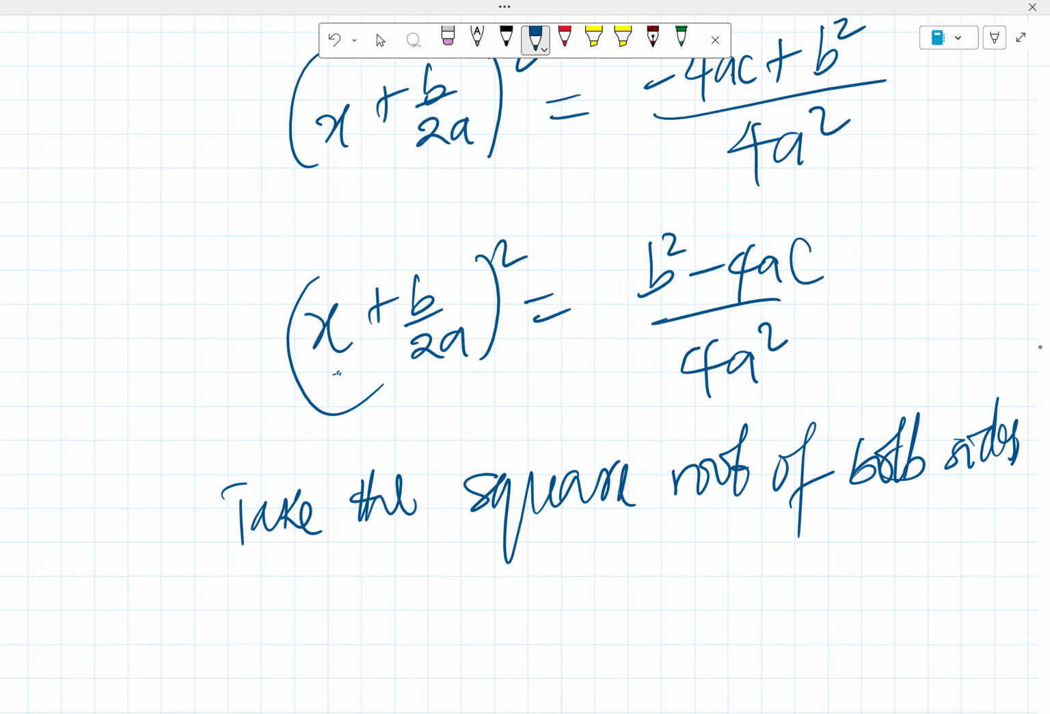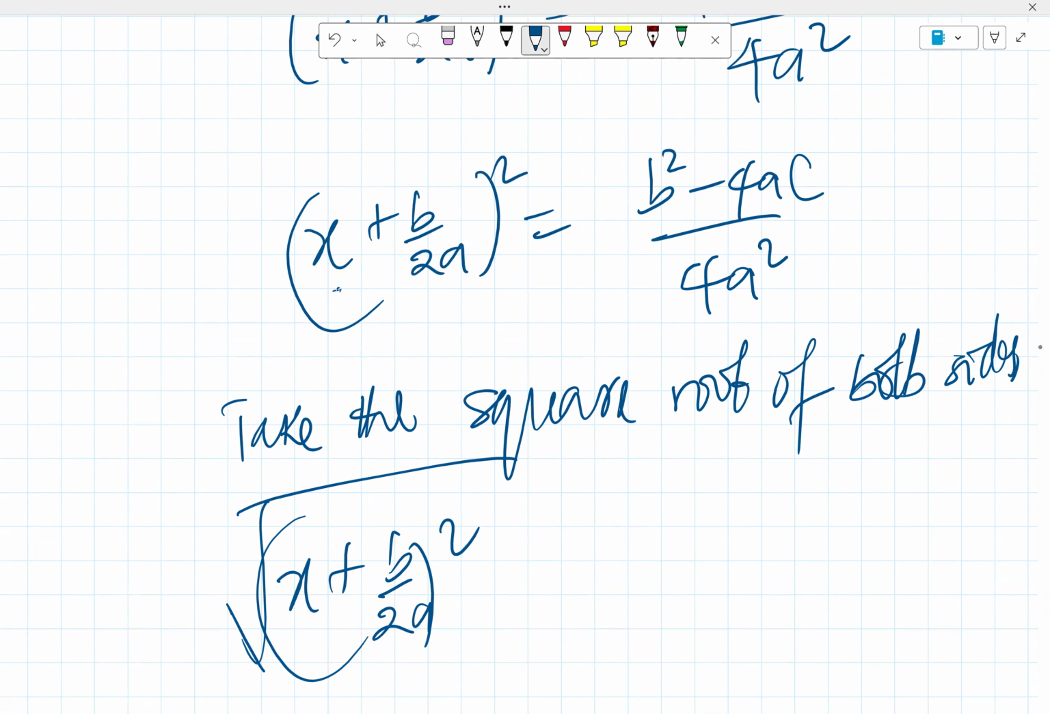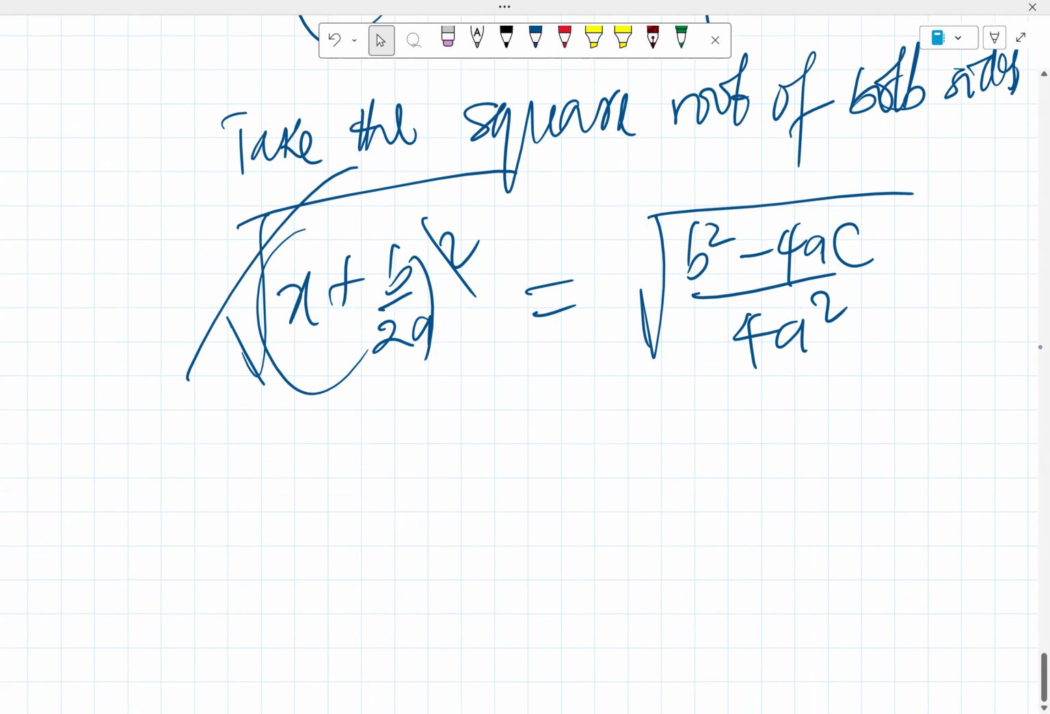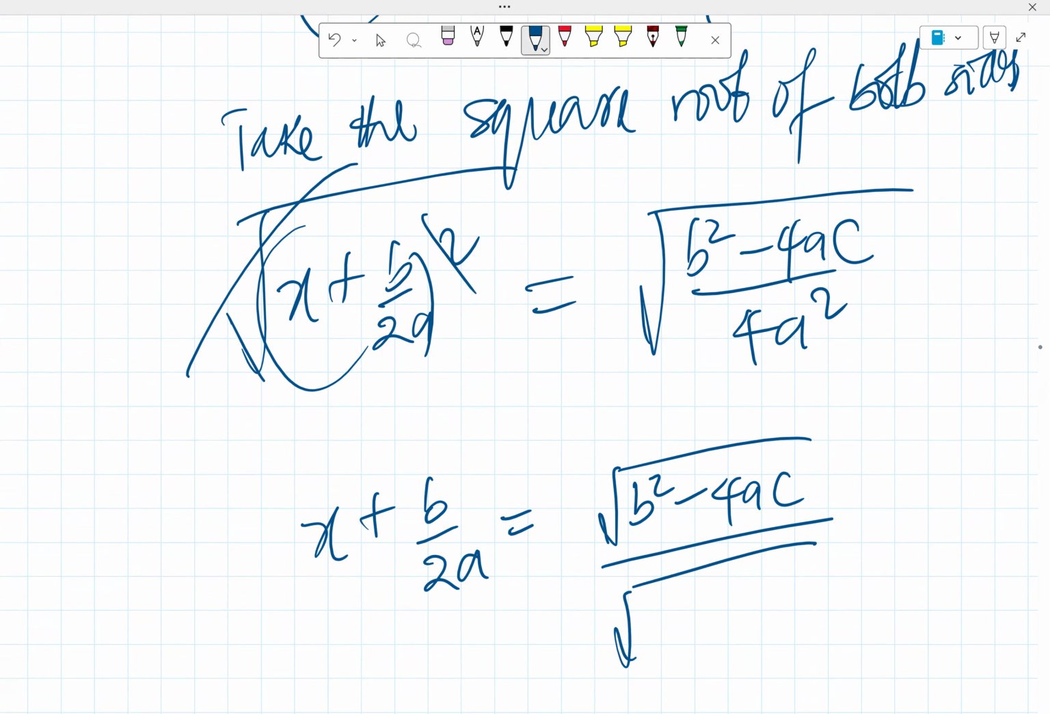Take the square root of both sides, you have x plus b over 2a squared. Take the square root. So the square root cancels the square, just like a square cancels a square root. So we take the square root of b squared minus 4ac all over 4a squared, right? So now we have x plus b over 2a equals the square root of b squared minus 4ac all over the square root of 4a squared.